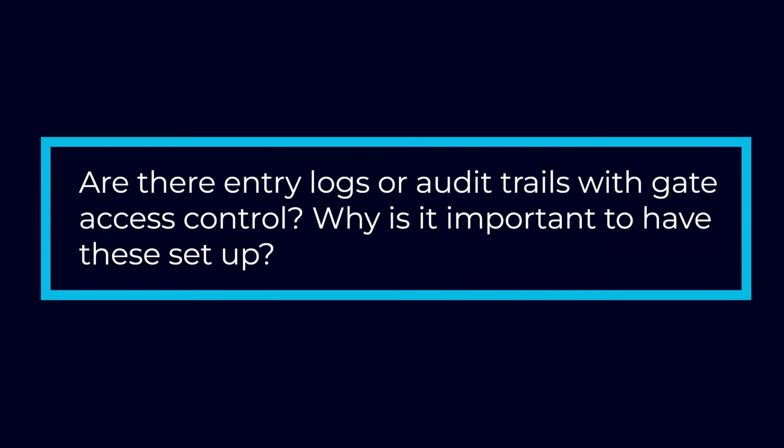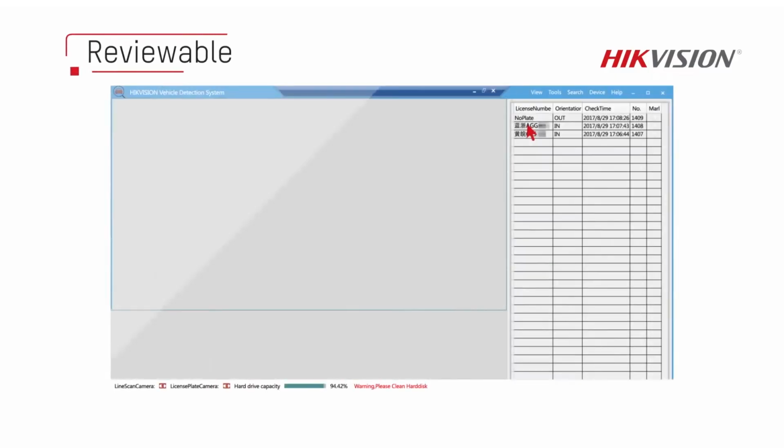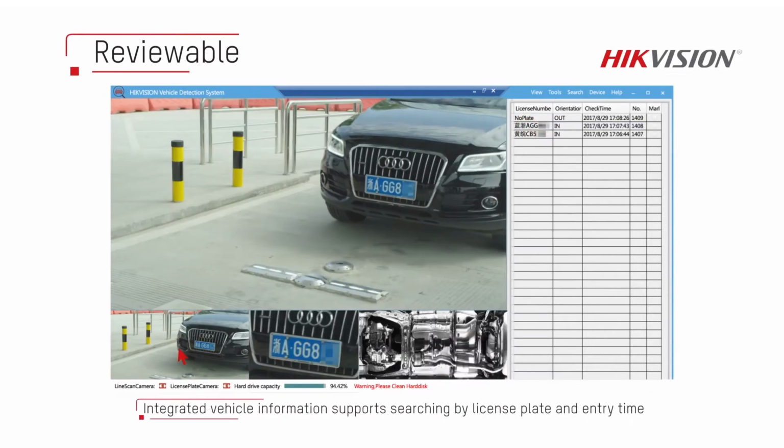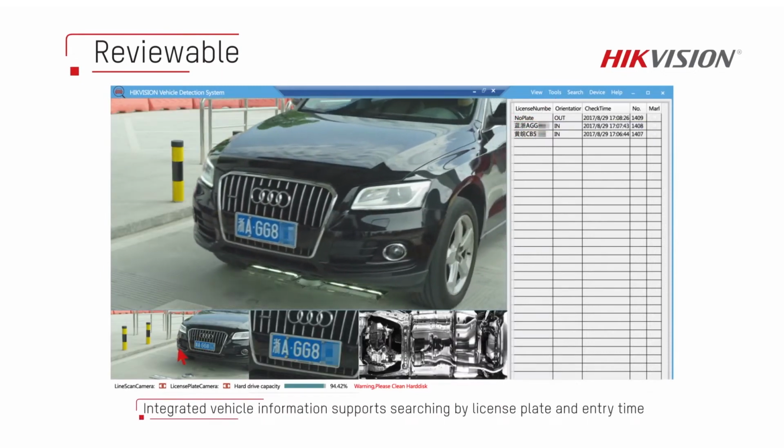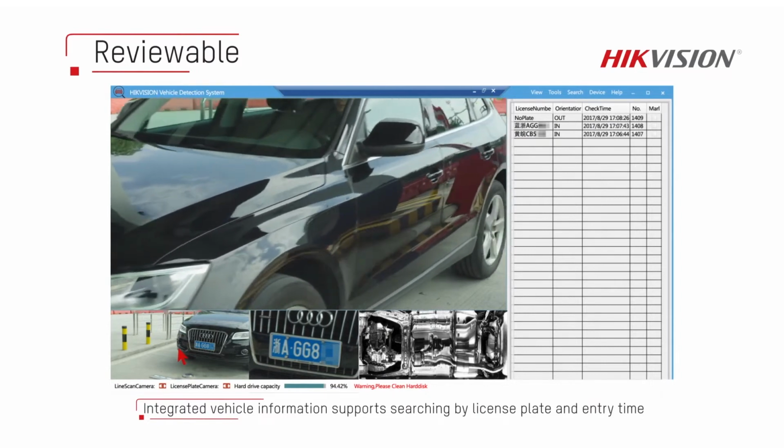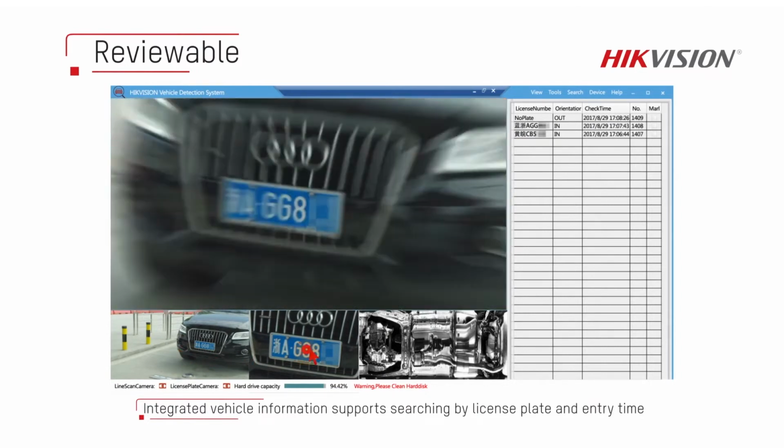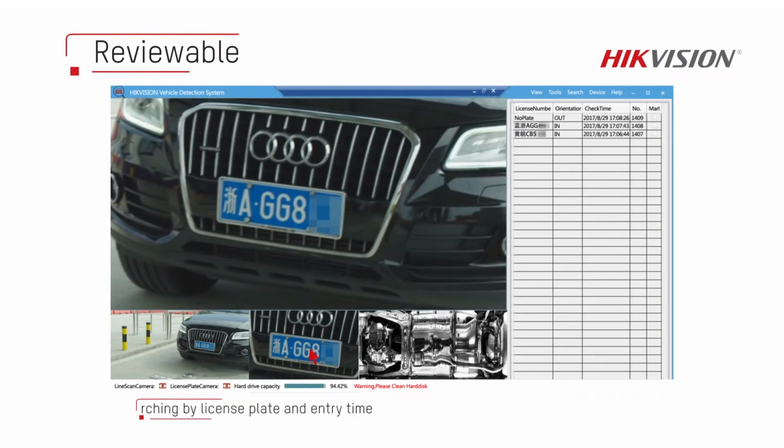Are there entry logs or audit trails with gate access control? Why is it important to have these set up? Yeah, absolutely. Any kind of access control system that we put in is going to have what we refer to as an activity log, and you can run full reports off of it. It is a very important standard to have when it comes to access control. In the old days, people would have a PIN code reader and give out that PIN to everybody, and you don't know if it's Susan coming in or Tom or Harry.